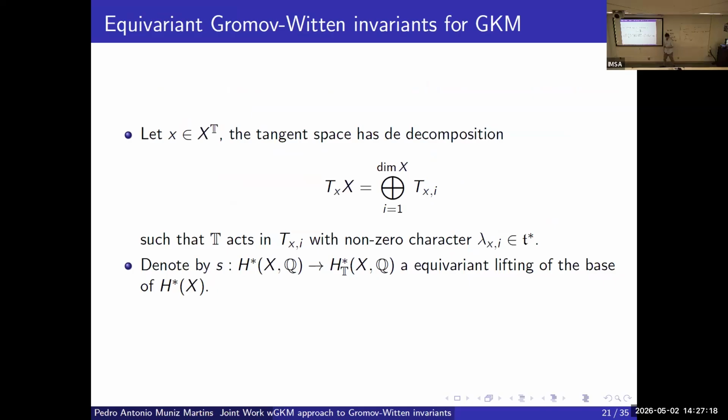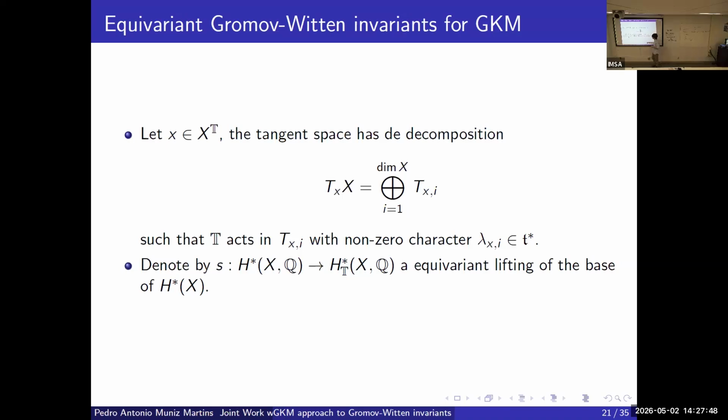Just in order for me to show the result of how to compute this invariant, I will need just some definitions. If we have a point in the fixed locus of the action, the tangent space is decomposed in one-dimensional subspaces like this, such that the torus acts on T_xy with a non-zero character that we will denote by lambda_xy.